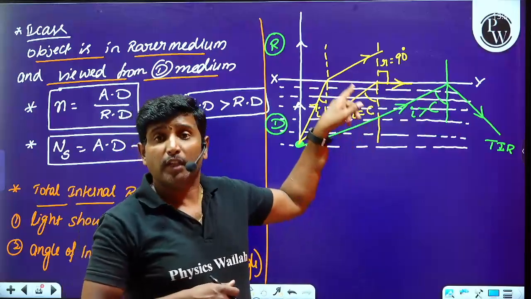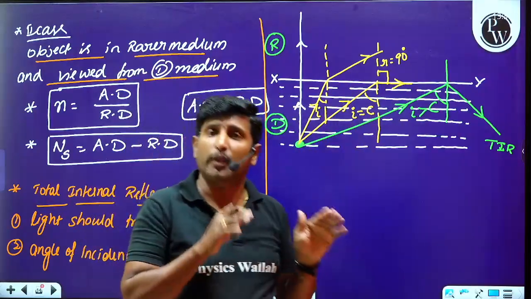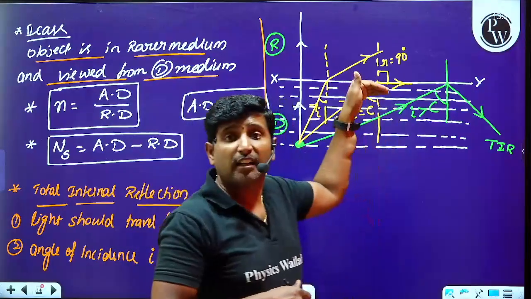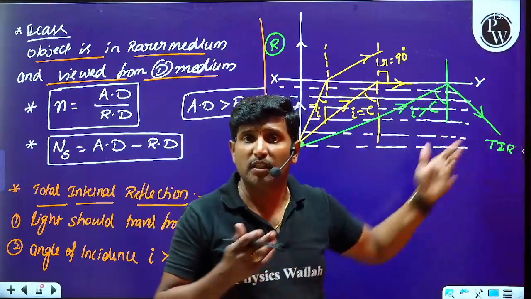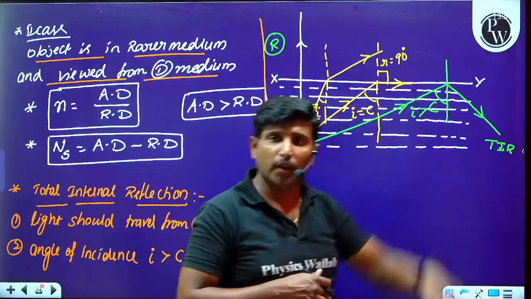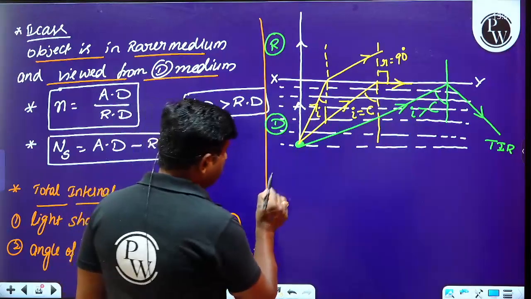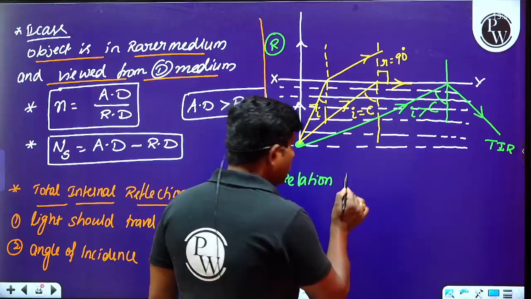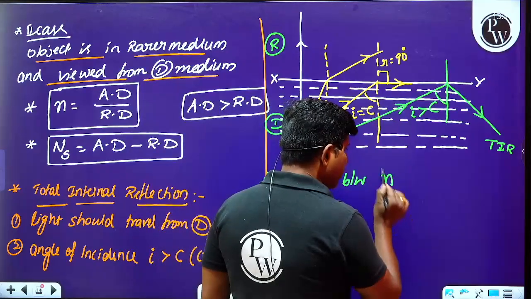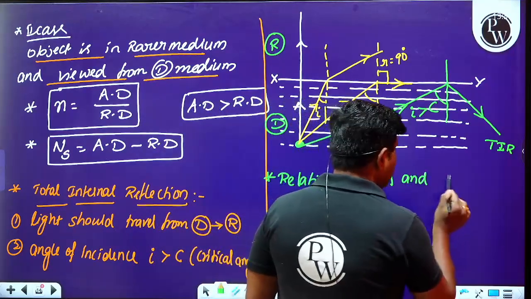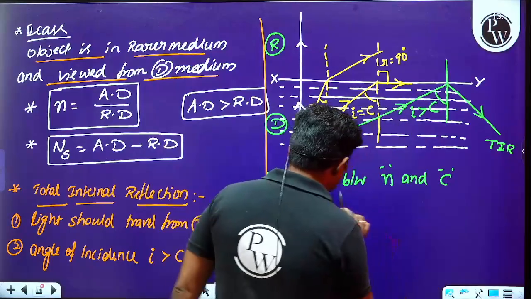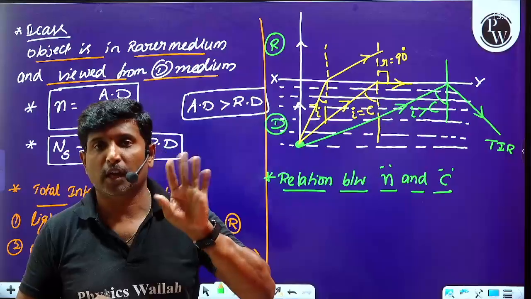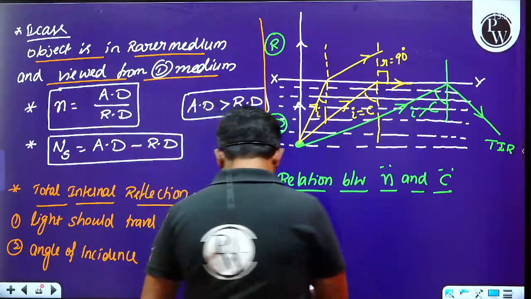The angle of incidence in the denser medium at which the refracted ray grazes the surface, otherwise the angle of refraction becomes equal to 90 degrees. Is it clear? So what is the relation between refractive index and the critical angle? Please remember that critical angle can be defined only for two media or a pair of media, okay.